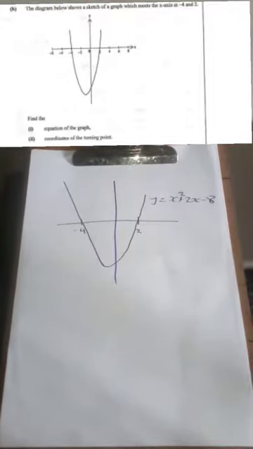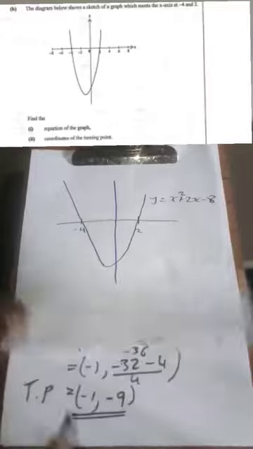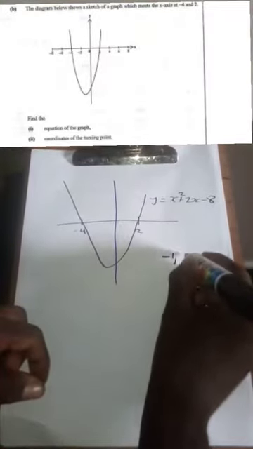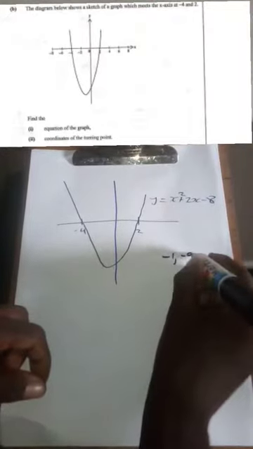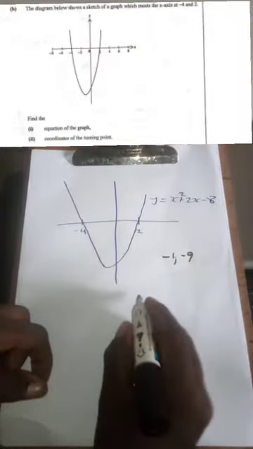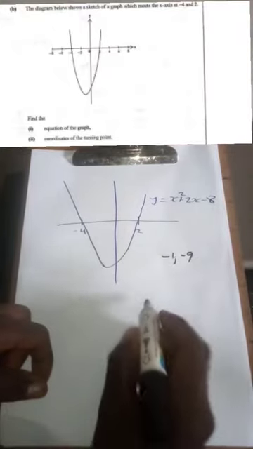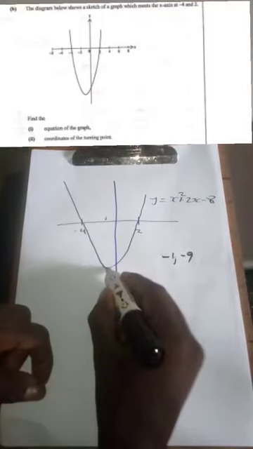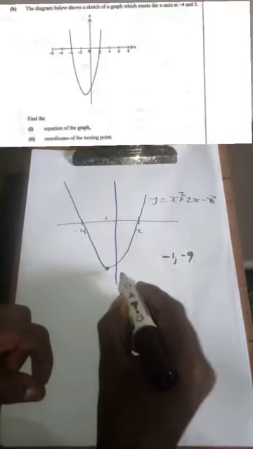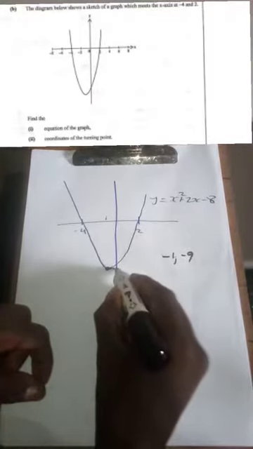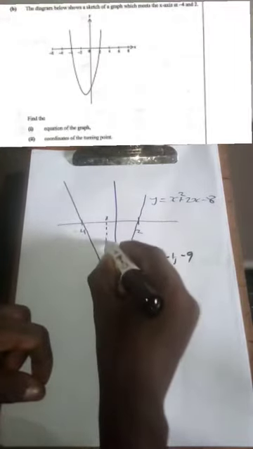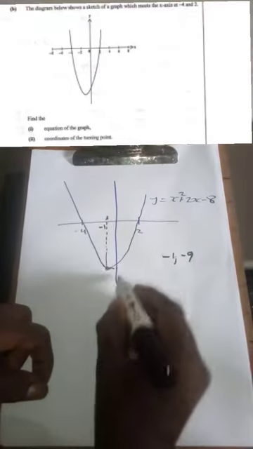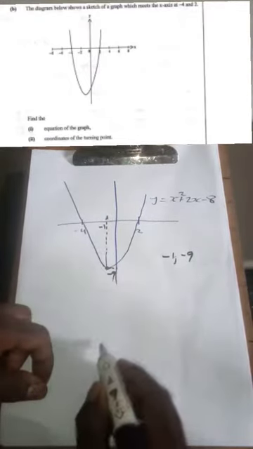The turning point that we found is negative 1 comma negative 9. Negative 1 is the value of x, negative 9 is the value of y. So the turning point that you're talking about is the point that is right there. You're looking at the coordinates at this point, so it makes sense to say here is negative 1 and here is negative 9.